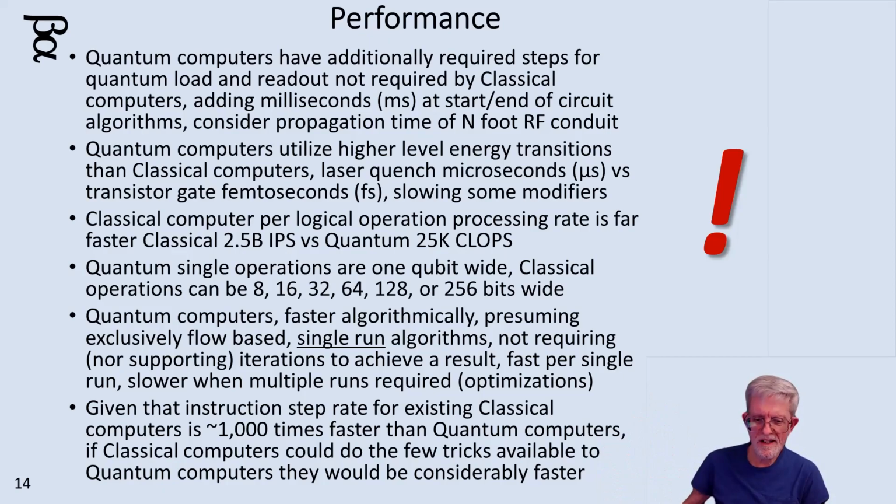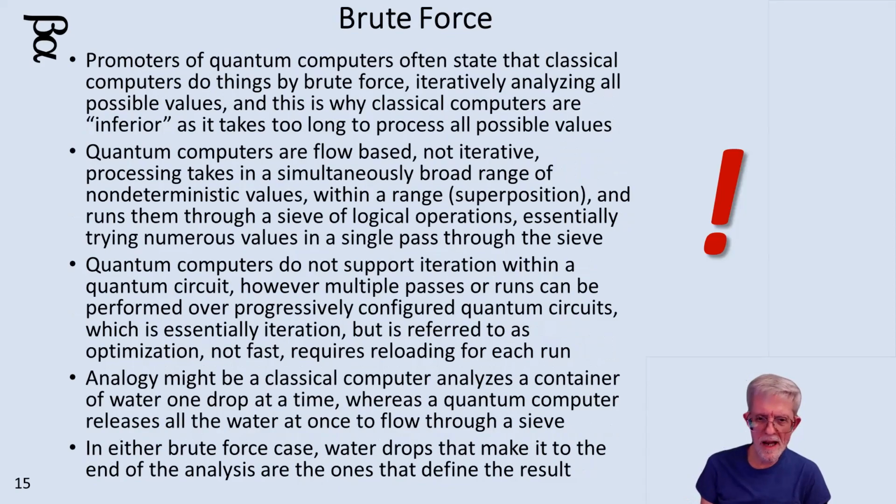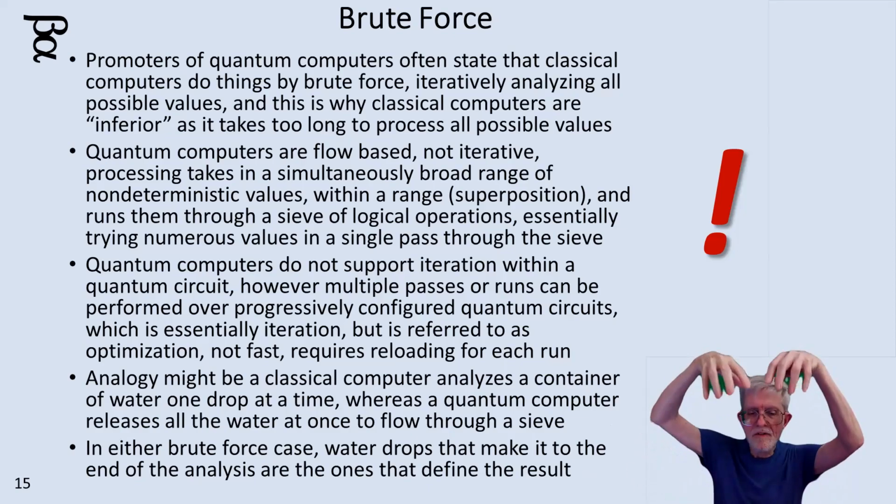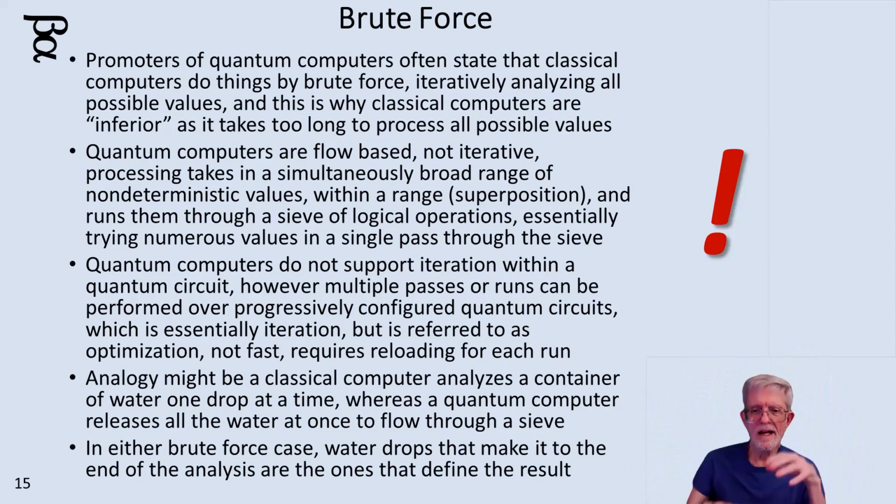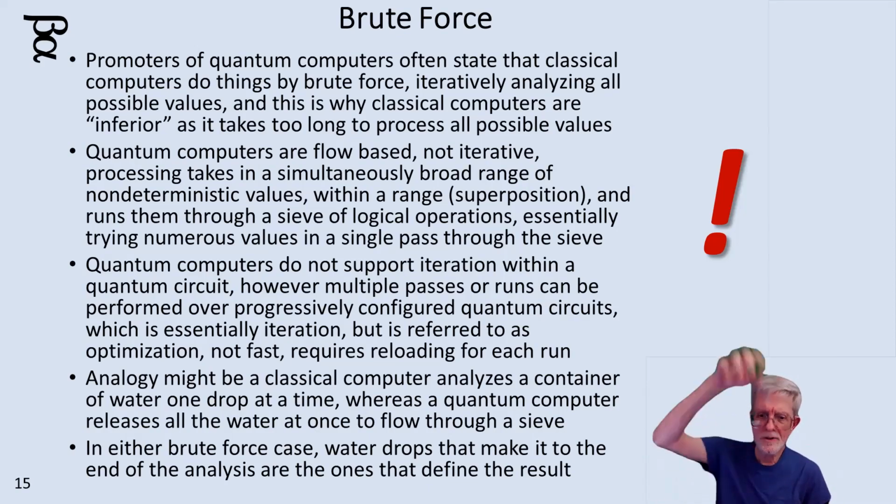So if a classical computer can do some of these quantum tricks, then a classical computer would be able to do all that quantum supremacy stuff and much faster. So you talk about classical computers as being a brute force method. You have to iteratively do all the possible values, and that's what makes it inferior, because it takes too long to process all the possible values. Well, quantum computers don't run through binary one and zero values. They run through a range of non-deterministic values, and depending upon the sieve of logical operators you run it through, it may produce a result that you're looking for, or it may produce a result that you can't use. And if it's a result you can't use, you have to go back and modify your algorithm and try it again.